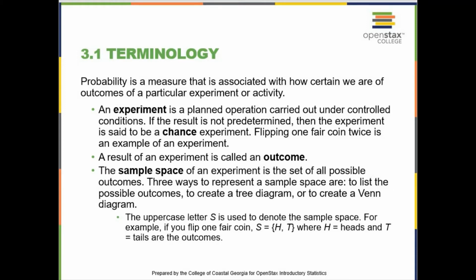The sample space of an experiment is the set of all possible outcomes. There are three ways to represent a sample space. The first way is to list all possible outcomes. The second is to create a tree diagram, and the third is to create a Venn diagram. We use the uppercase letter S to denote the sample space. For example, flipping one coin will result in a sample space of H, T. H stands for heads and T stands for tails.